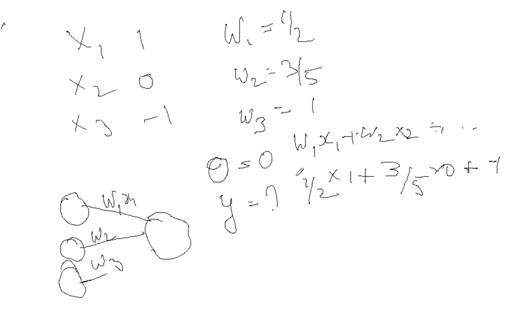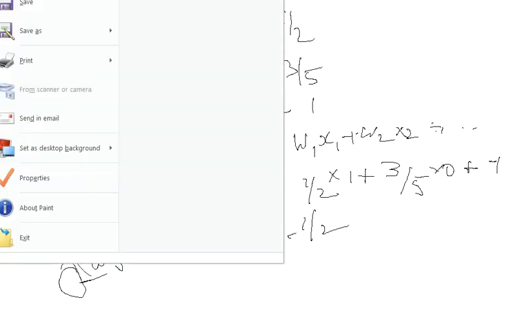So this is half into 1, half, plus 0, minus 1. This is minus half. So this is coming less than the threshold value. That means it is fail. Got it? This is the simple equation. Now let us go to a little bit complex one.